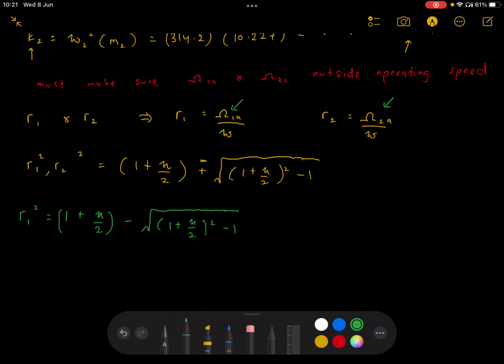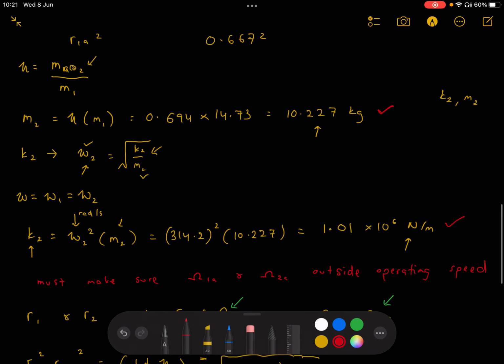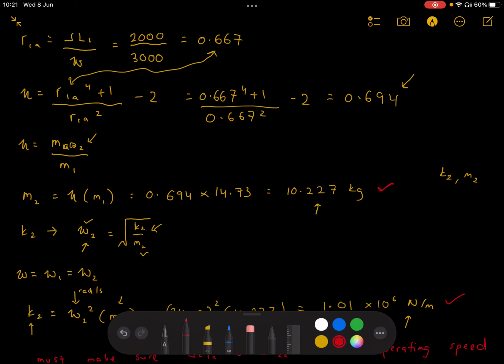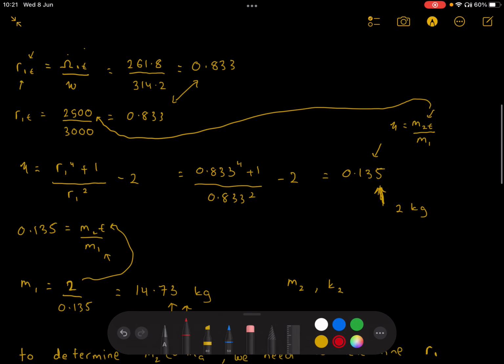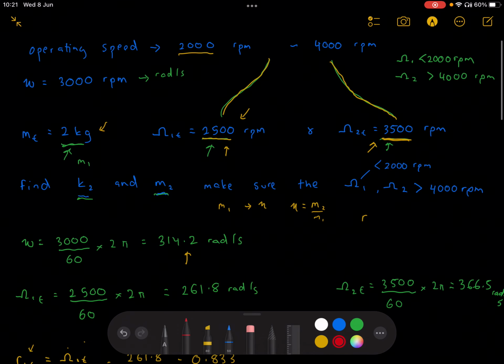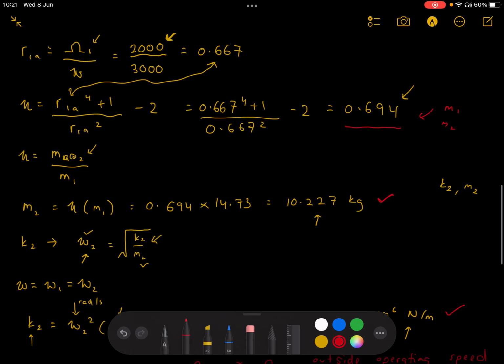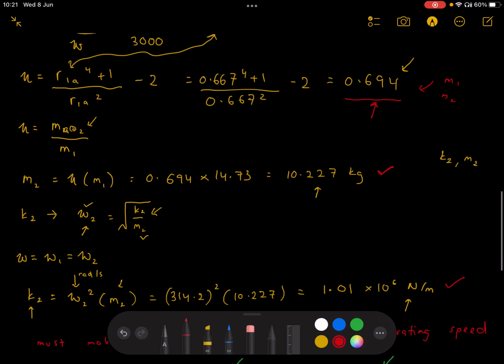Okay, so which mu are we going to use now? The mu that we're going to use is the mu that we have obtained in here, because this is the one that corresponds to mass 1, and it also gives us the value of mass 2. As I mentioned, we cannot use this mu because this is when mass 2 is equal to 2 kilogram, which is the trial, and this trial will produce natural frequency that is within the operating speed. So that is not the correct mu that we need to use. This is the mu that we're going to use.